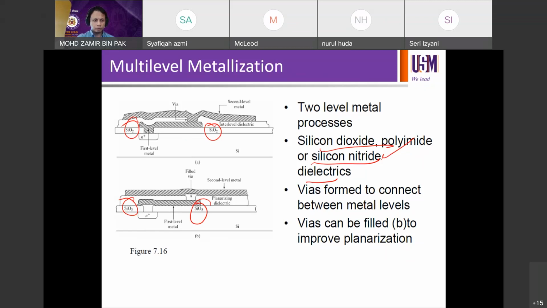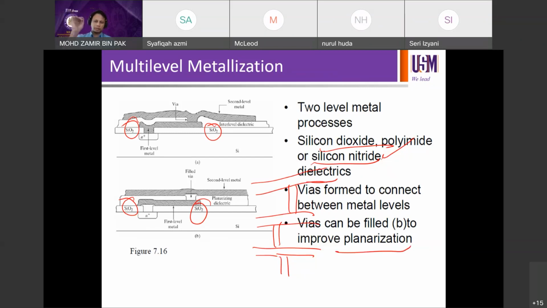So we have talked about that last time when we talked about metal 1. Then you want to connect that metal, and then you connect through via to the next metal, via to the next metal, somewhat like that. So vias can be filled to improve planarization, right? The moment you've done a deposition of tungsten in the vias, you can then CMP to planarize before we move on to the next process, right?